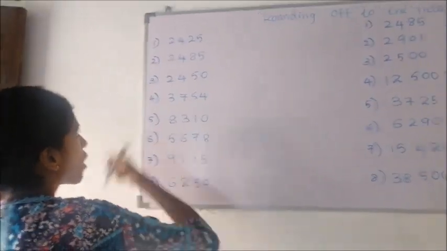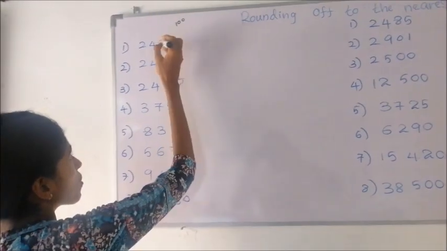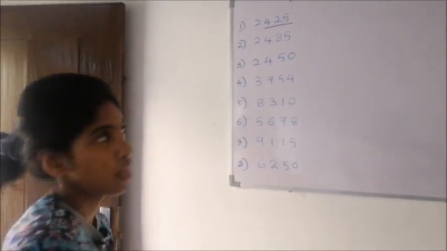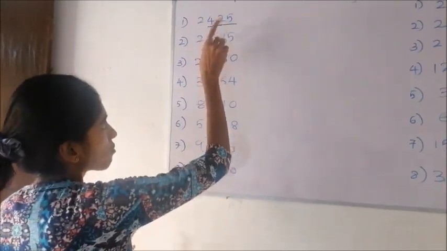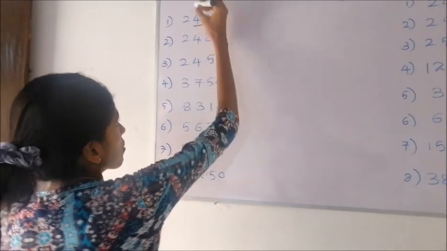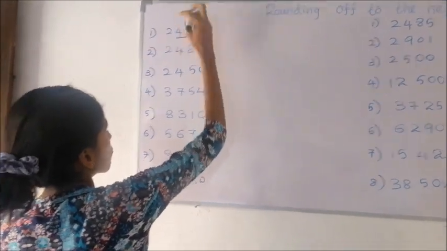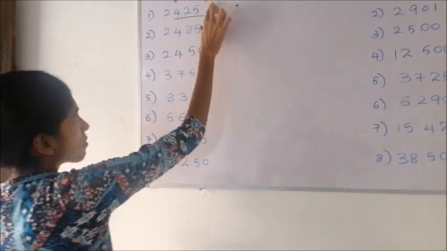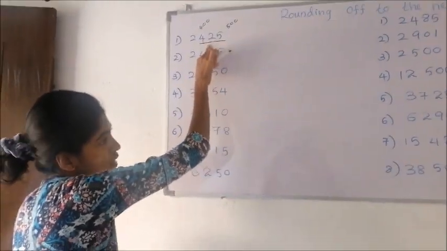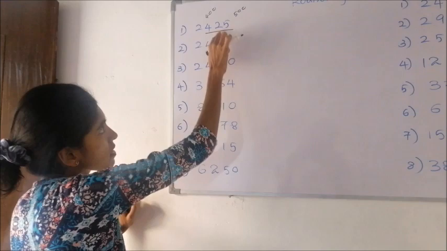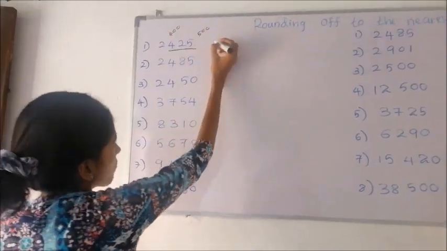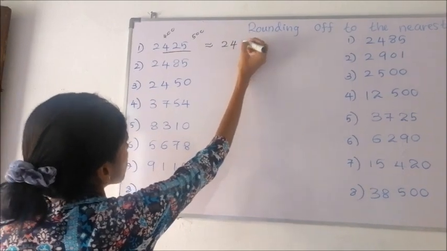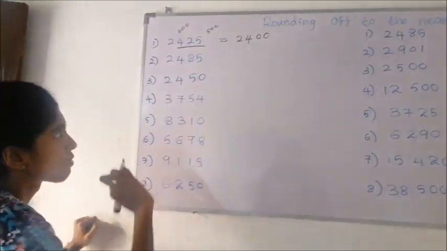Here we are talking about hundreds, no? So we will see the 100 number here, 425, right? On either side of 425, what are the hundreds there? 400 and 500. In between 400 and 500, 425 is located, and this is very close to 400, right? So we can write 2400 is the rounded off answer.